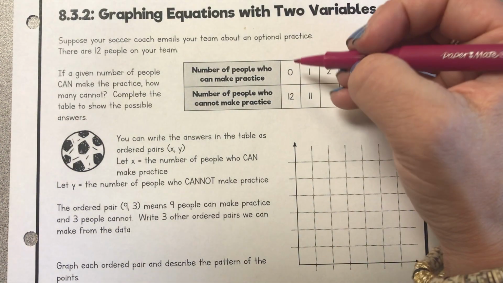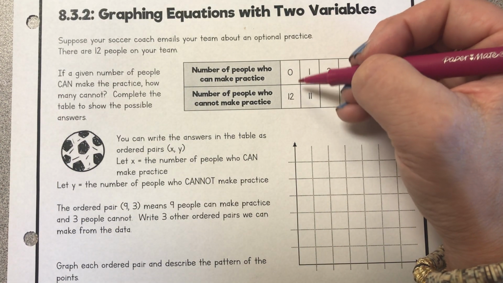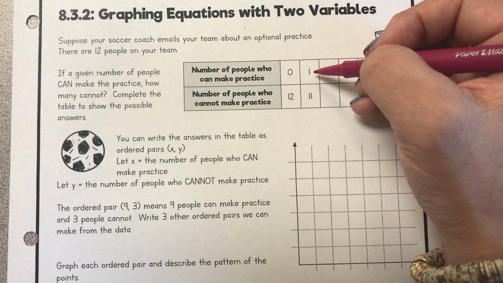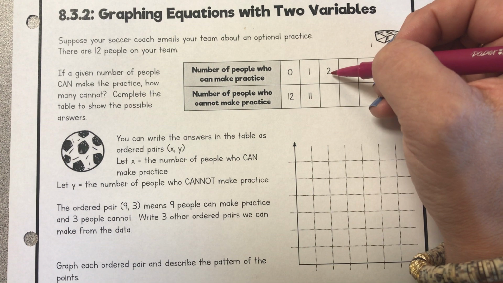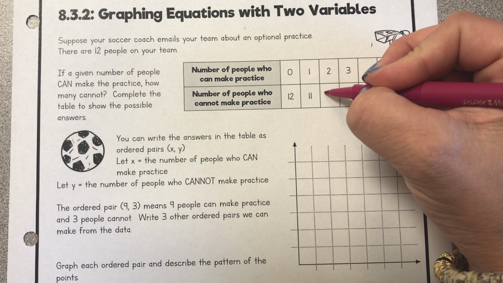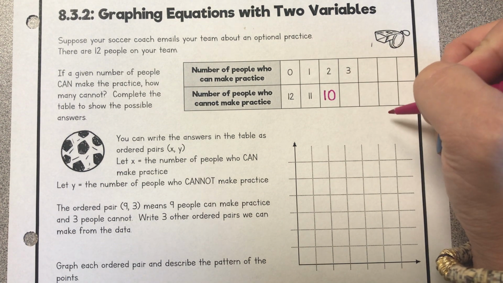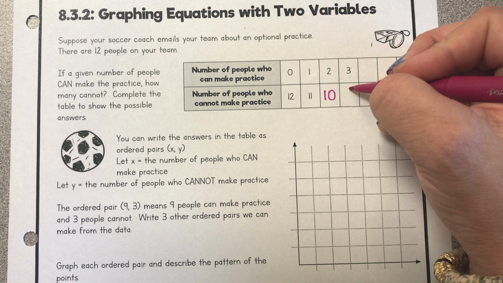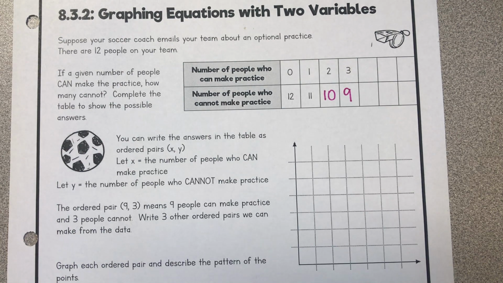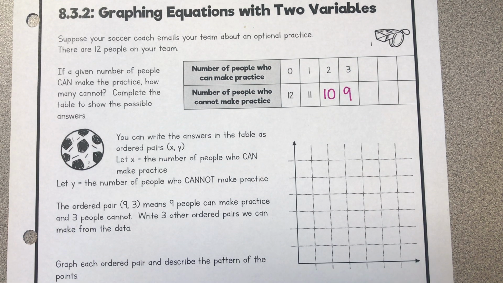Okay, so if 0 people can make practice, that means 12 cannot. If 1 person can, 11 people cannot. If 2 people can, how many cannot? 10. If 3 people can make it, how many people cannot? 9. Okay, and then it just says to complete the table to show the possible answers.